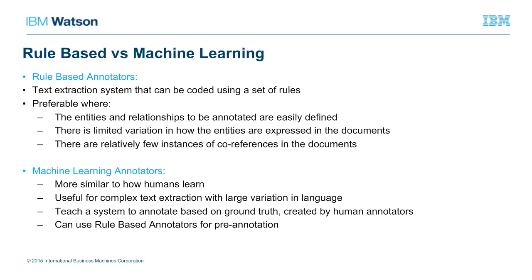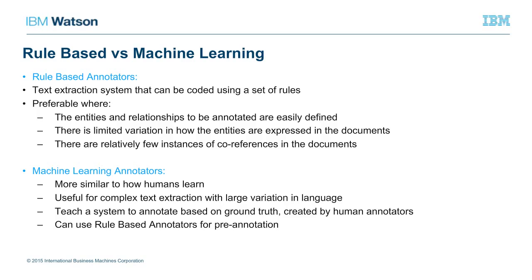Machine learning annotators work in a more similar way to human learning. So we observe things over time, and with repeated occurrences, we can tune our brains to learn from these patterns. These kind of annotators are useful where the text extraction is very complex or there's a large variation in the language.